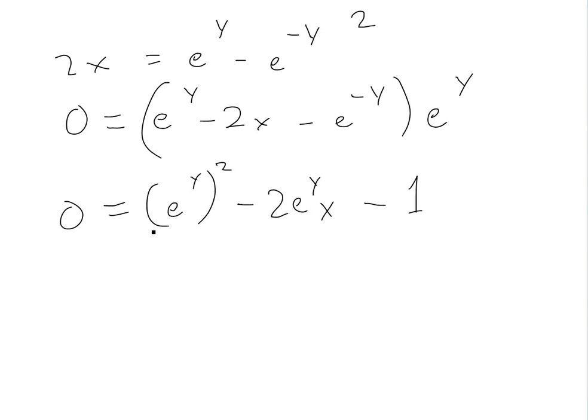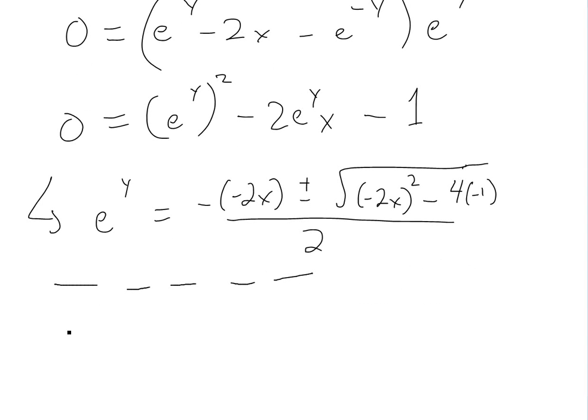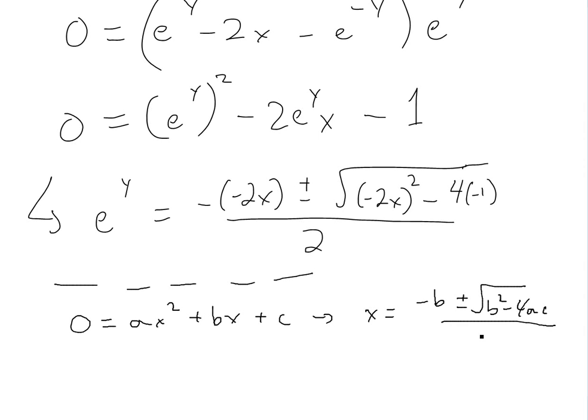Now this is just a quadratic, and we put it in the quadratic formula. We're going to have e to the y is equal to negative b, which is negative 2x, plus or minus the square root of b squared, negative 2x squared, minus 4ac, 4 times negative 1, divided by 2. Basically, I'll just do a little sidetrack here. If you have 0 is equal to ax squared plus bx plus c, the quadratic formula is just x is equal to negative b plus or minus the square root of b squared minus 4ac all over 2a.